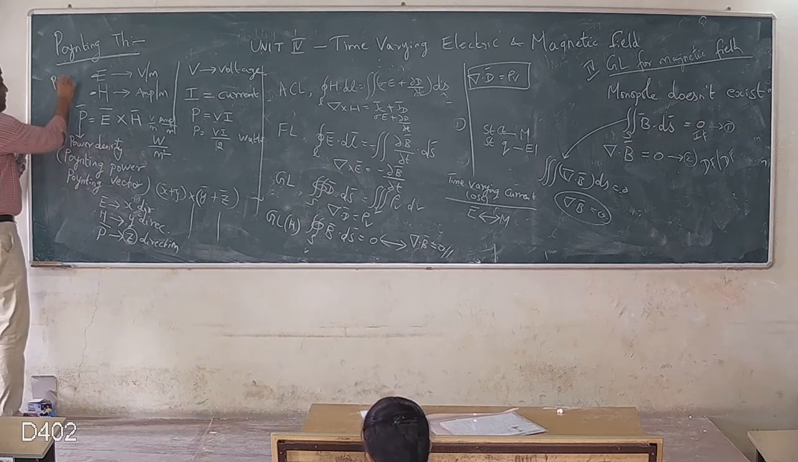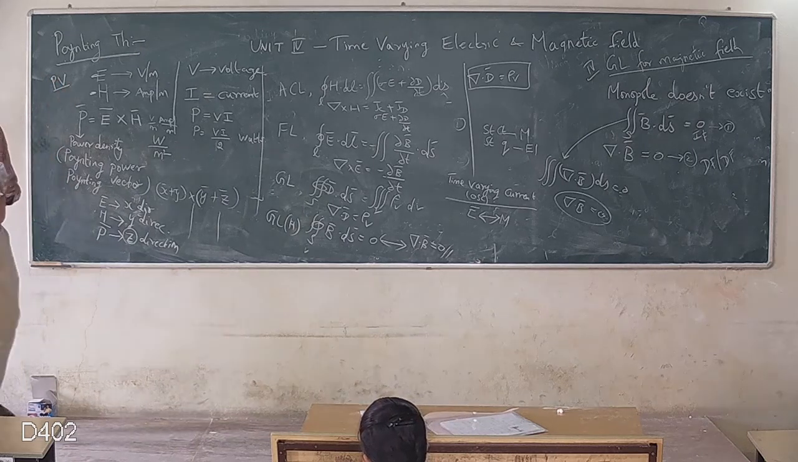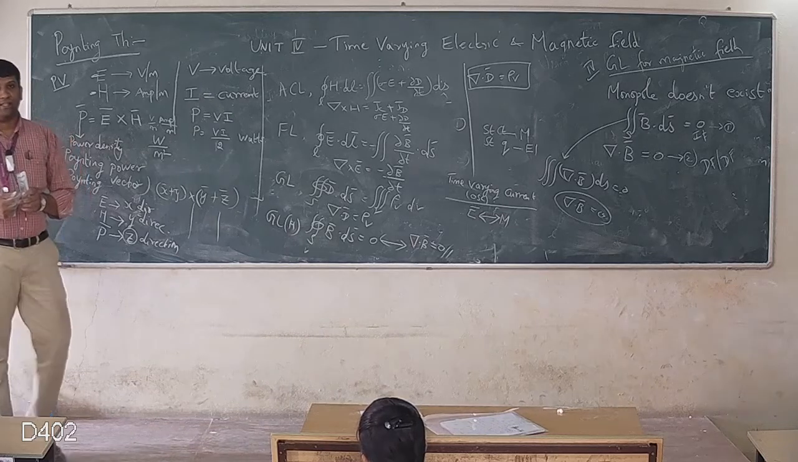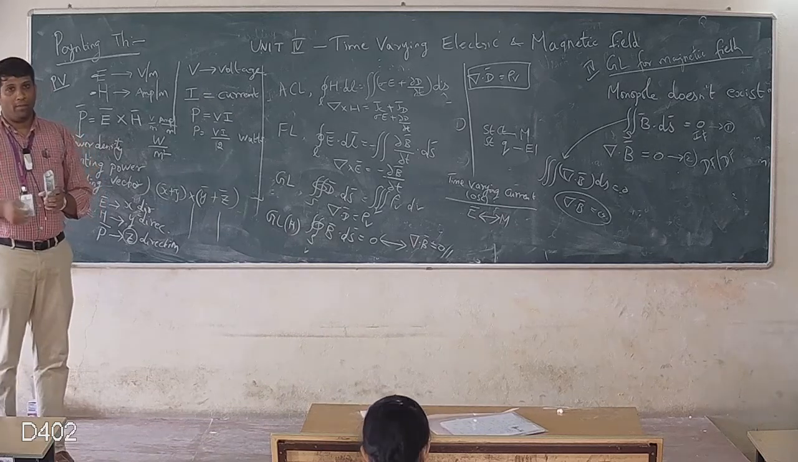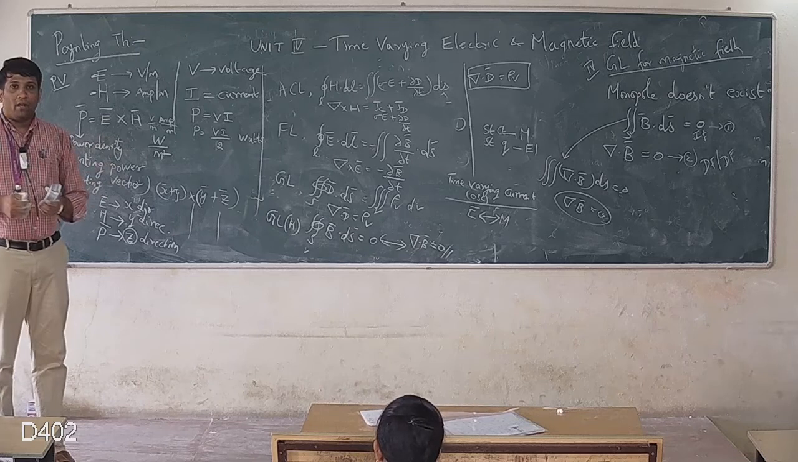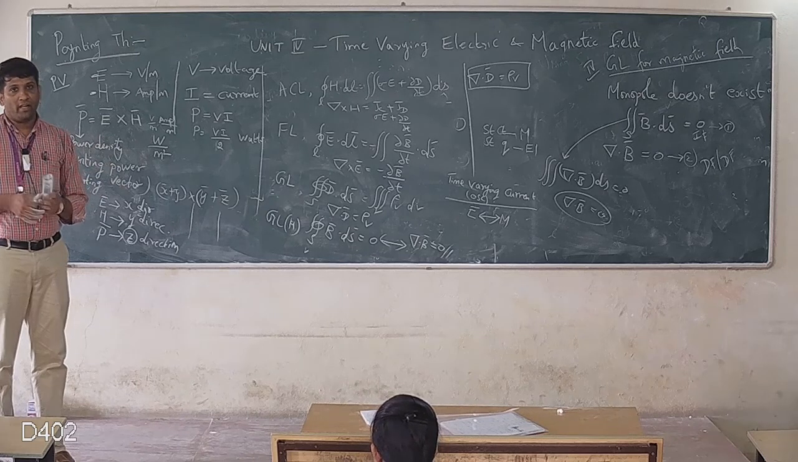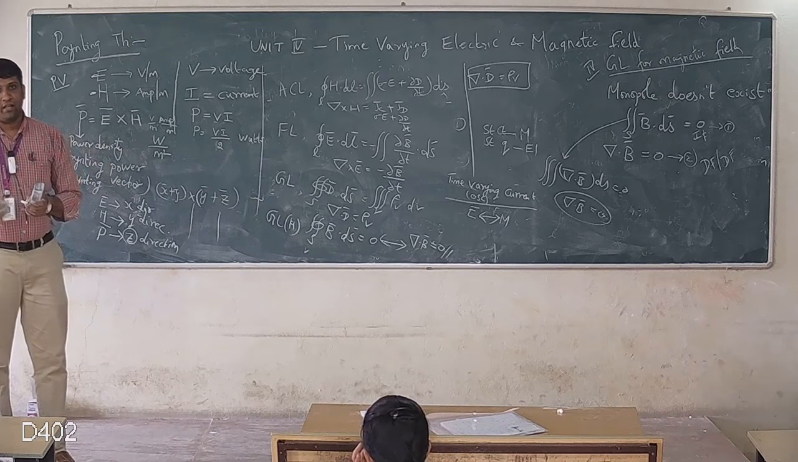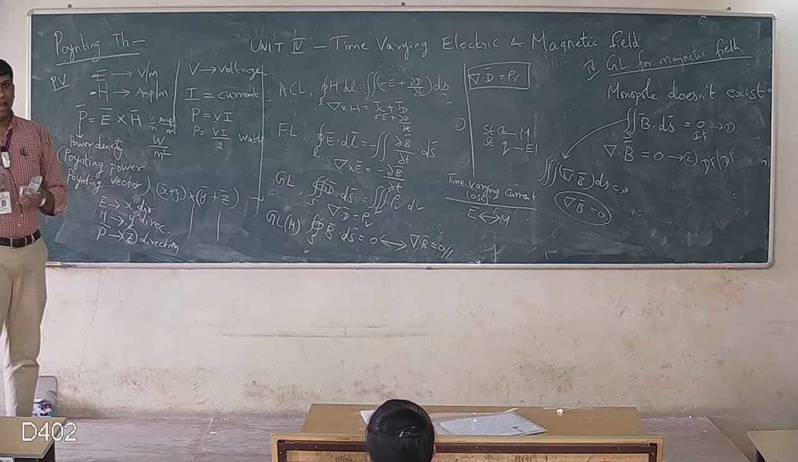So I defined Poynting vector. In tomorrow's class, we will see what the Poynting theorem is and how the power flows in the coaxial cable. And what is the difference between instantaneous Poynting vector, complex Poynting vector, and average Poynting vector?